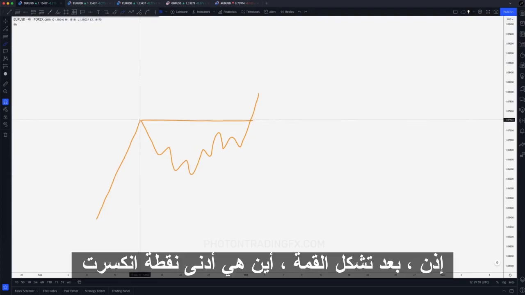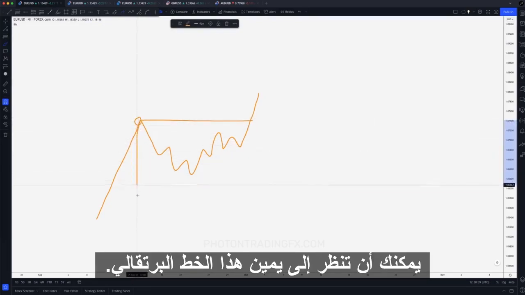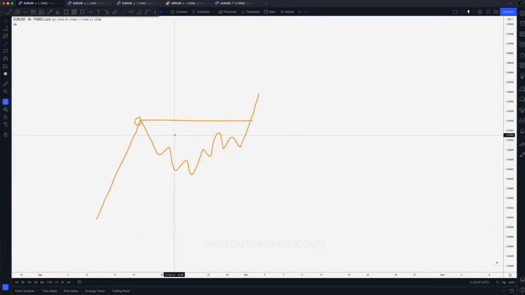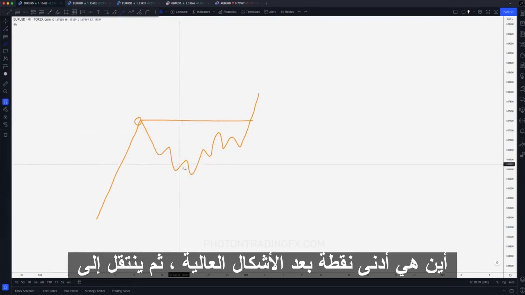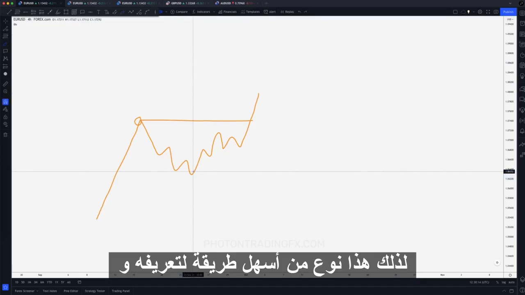So after the high was formed, where is the lowest point that broke it? After this forms, you can look to the right of this orange line. Where is the lowest point after the high forms that then goes on to break it? This is it. So that's kind of the easiest way you can define it.